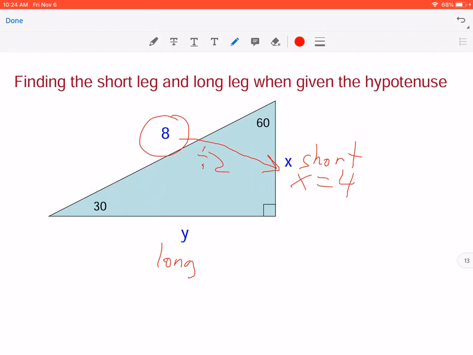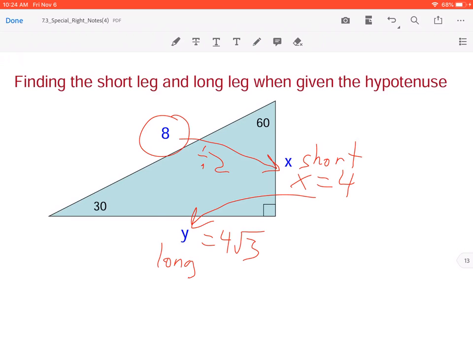To go from short leg to long leg, you multiply by radical 3. So this is 4 radical 3. Again, there's really not much math involved in this. It's just knowing what goes where.